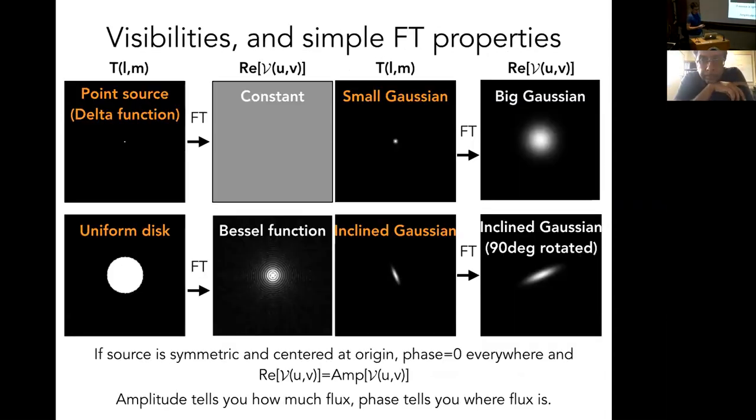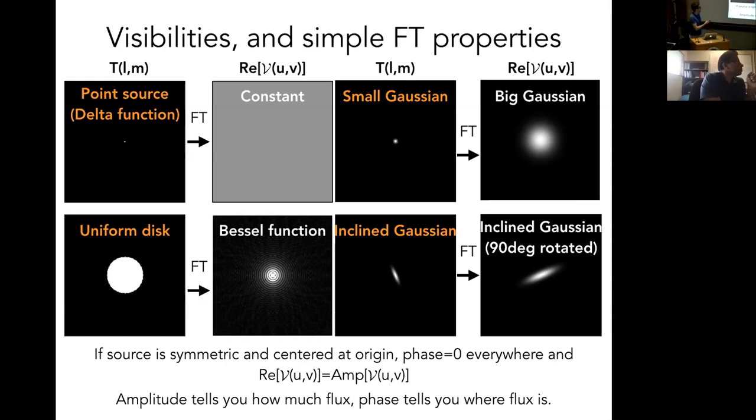All right, so again, I'm just going through this so you know what I'm talking about when I go into the next step. So as David showed us yesterday, our Fourier pairs. If there's one thing you have to take away from this, it is these Fourier pairs. The point source, i.e. a delta function, mathematically becomes a constant in the real part of the visibility function. A small Gaussian becomes a big Gaussian when you Fourier transform it. Uniform disk goes to a Bessel function, inclined Gaussian goes to an inclined Gaussian, but rotated 90 degrees, because the broad part becomes the narrow part, and the narrow part becomes the broad part, as you would expect.